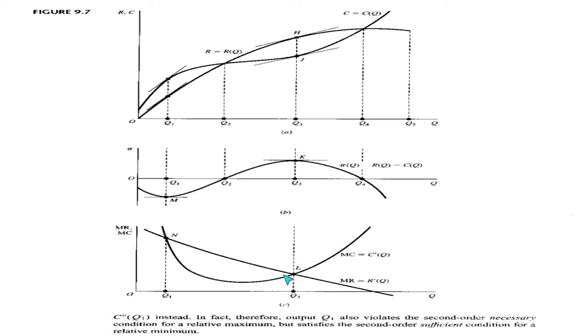This is where the second derivative is most negative. The second derivative of the total profit function is most negative. The total profit function is concave, strictly concave, and Q3 is the relative and also absolute maximum of this function, from Q equals zero to infinity. You see, it has no absolute minimum, it goes to minus infinity, but it has a relative minimum, which is Q1. So this is the essence of the second derivative analysis. All right.